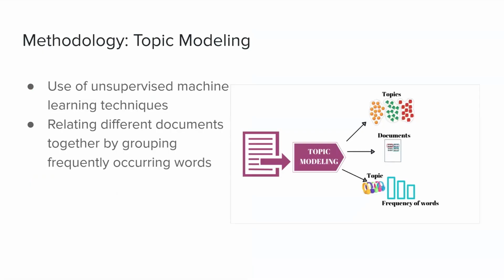Our methodology is to use unsupervised machine learning techniques to discover abstract semantic structures across different documents from ACL conference papers, relating different documents together by grouping frequently occurring words.